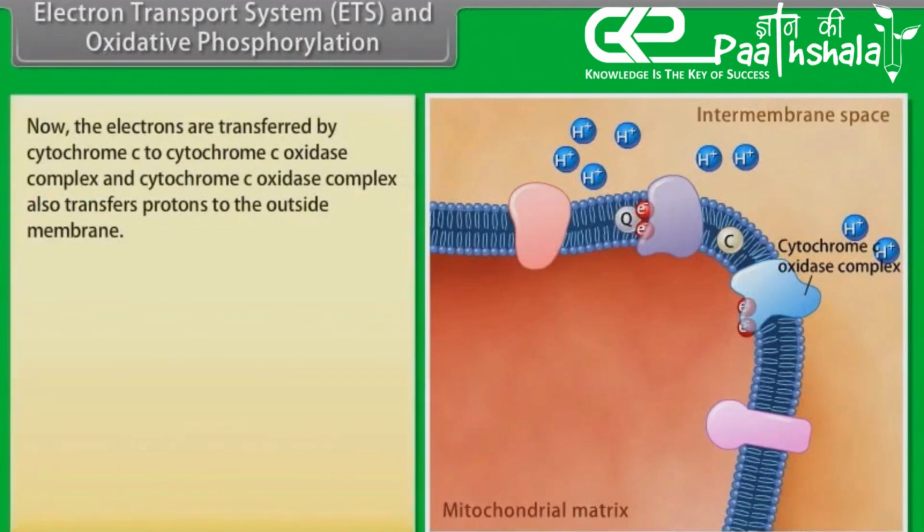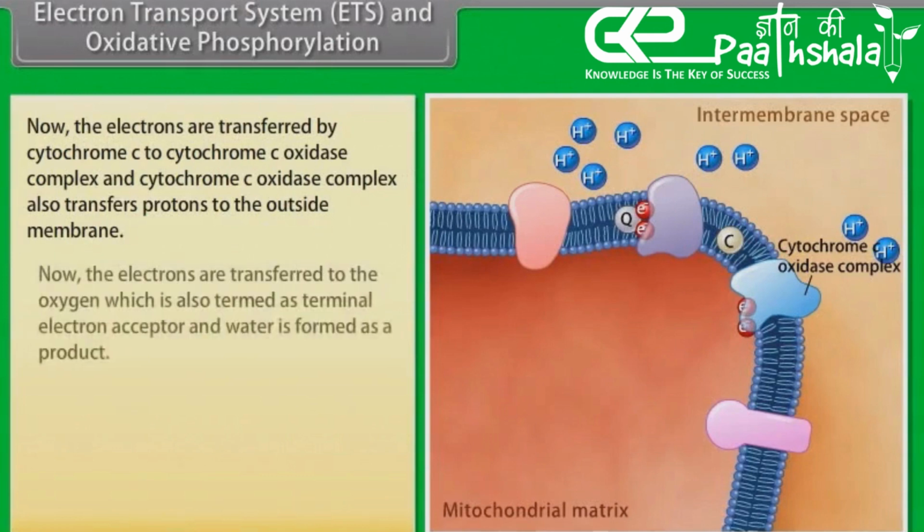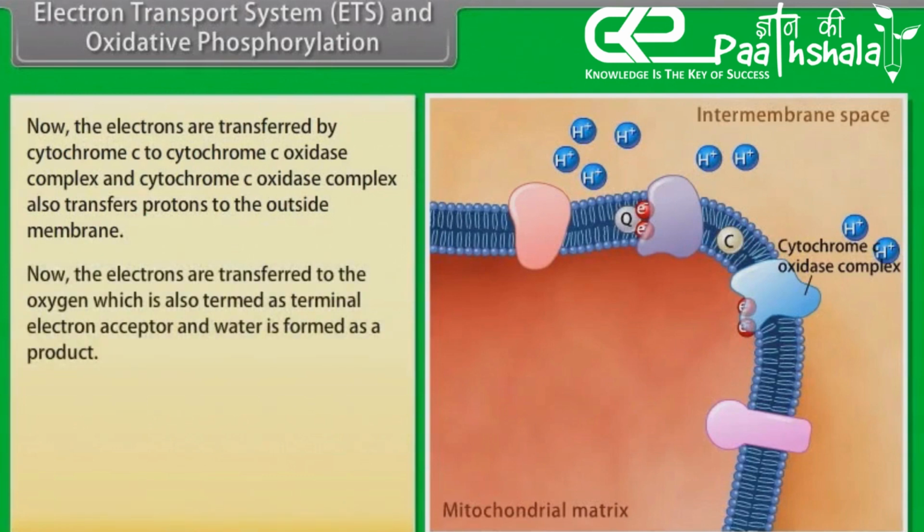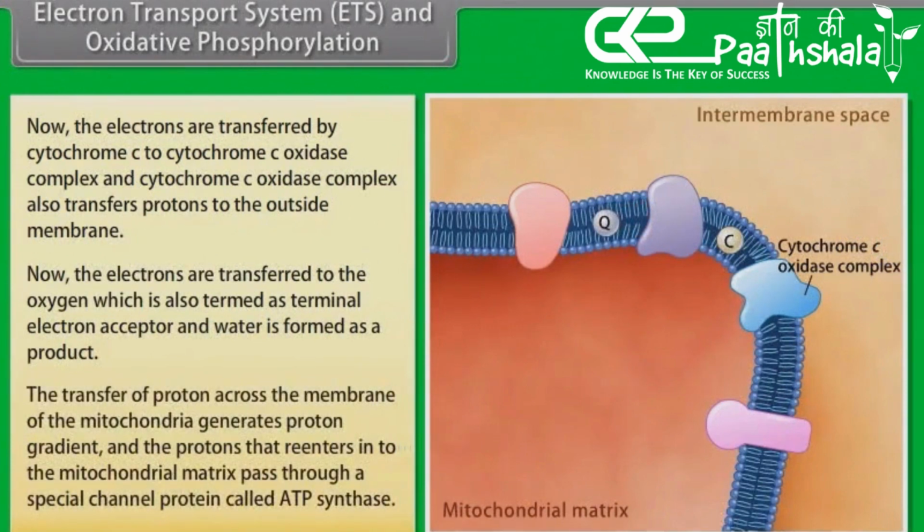Now the electrons are transferred by cytochrome C to cytochrome C oxidase complex, and cytochrome C oxidase complex also transfers protons to the outside of the membrane. Now the electrons are transferred to the oxygen, which is also termed as terminal electron acceptor, and water is formed as a product.